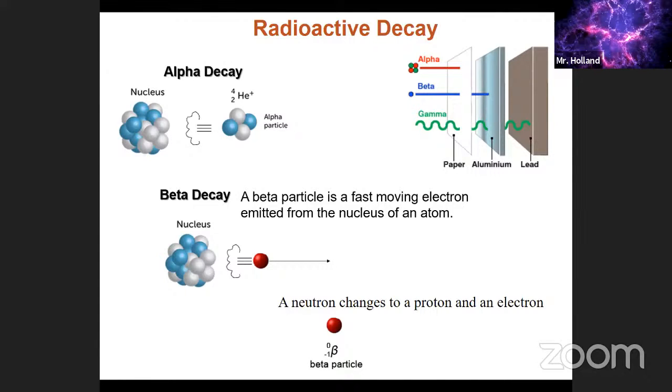The particle is abbreviated with a Greek letter beta. It has a superscripted 0 because the mass is about 2,000 times smaller than a neutron or a proton. Since it's so small, we estimate its mass to be 0, so put a 0 there. It has no mass, even though it has a little bit. It's just really, really small.